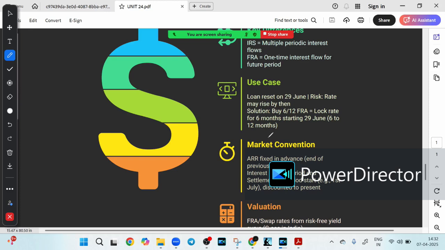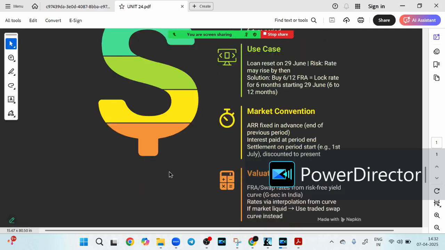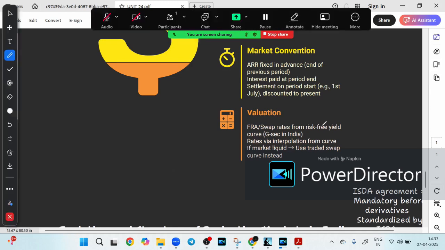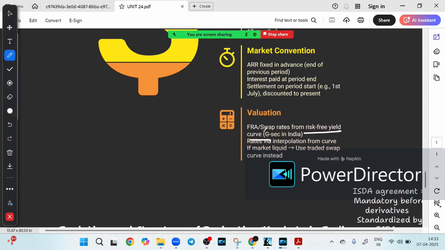Rate is already fixed in advance, right? Interest payment will be done at the end of the FRA, but payment is settled at the start of the FRA period. Now, if we talk about valuation, FRAs are typically valued using some risk-free yield curve, like government securities in India, and if the market is liquid, then interpolated from market rates. Or a trader may use the swap curve directly.